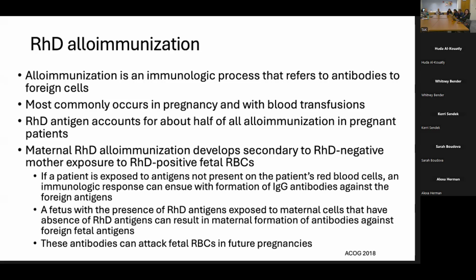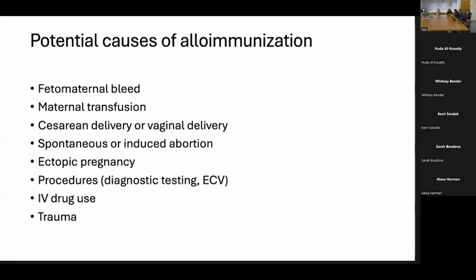So maternal RhD alloimmunization develops secondary to RhD negative mom exposure to RhD positive fetal red blood cells. So if a patient is exposed to antigens not present on their own blood cells, an immunologic response ensues with formation of IgG antibodies against the foreign antigens. A fetus with the presence of RhD antigens exposed to maternal cells that have absence of RhD antigens can result in formation of the antibodies. Essentially these antibodies can attack fetal red blood cells in future pregnancies.